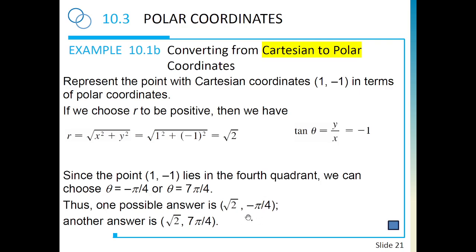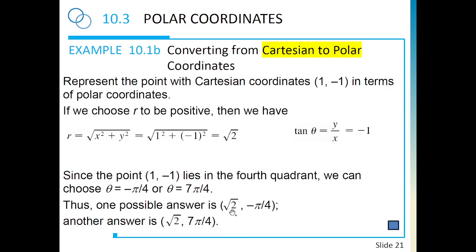So one possible way of answering the question, what are the coordinates of the point 1, minus 1? Well, in polar coordinates, r is radical 2 and the angle is negative pi over 4. If you prefer to have a positive angle, it's not a problem. You take this, add 2 pi, and you get 7 pi over 4. So for the angle, you can always add 2 pi or subtract 2 pi as you wish.